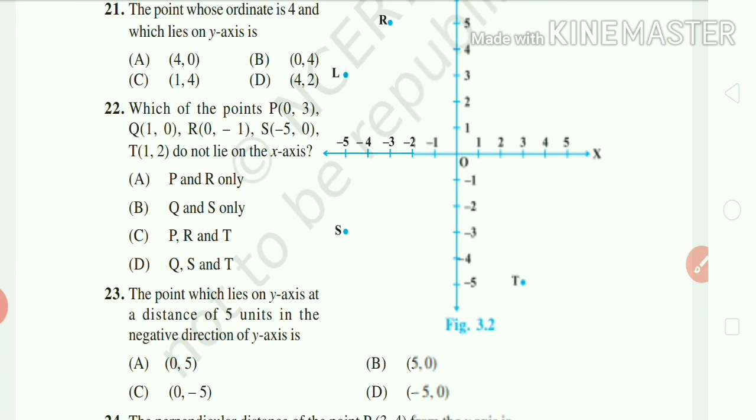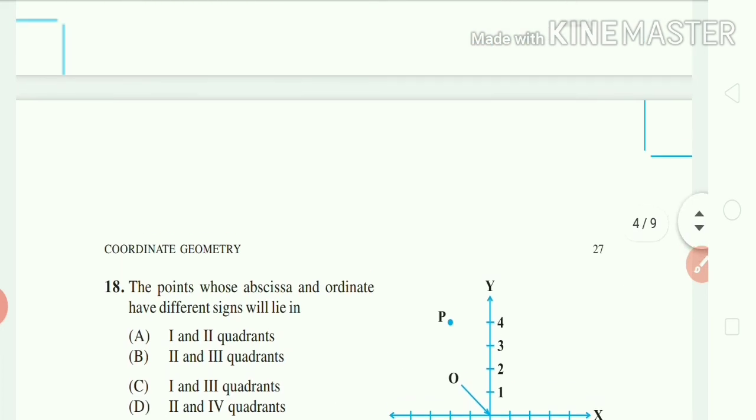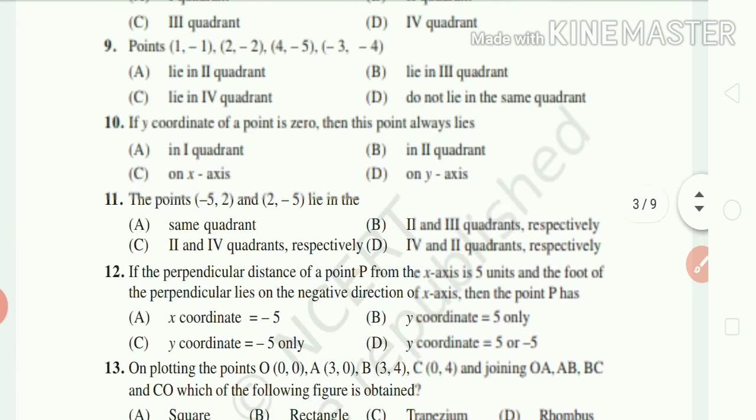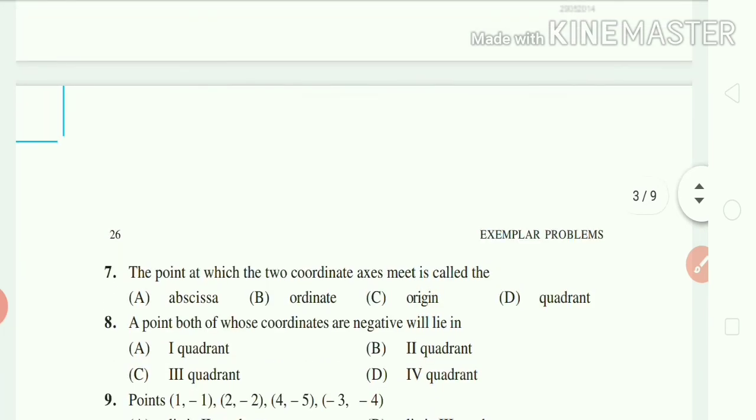So hope you like my video and it will be helpful to you to understand the concept and quickly solve the MCQs. It will be beneficial for you not only in the class exams but also in the competitive exams.